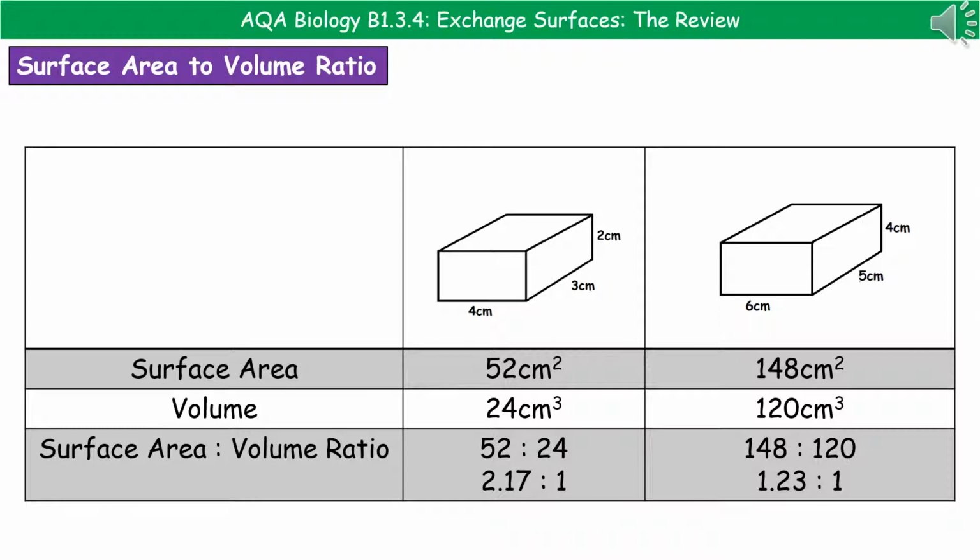So we can see that as the object has got bigger on the right there, then the surface area to volume ratio has got smaller. So it's only 1.23 to 1 rather than 2.17 to 1.